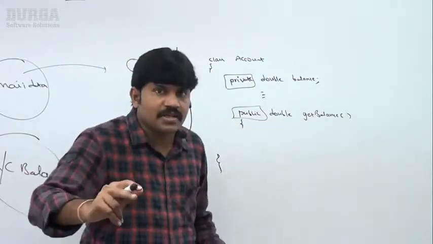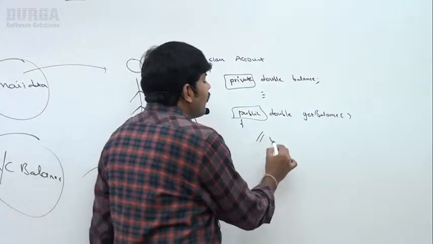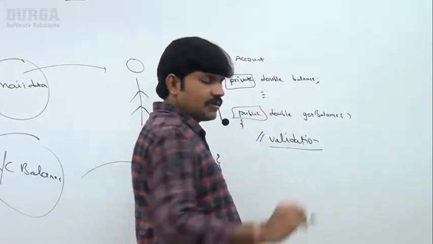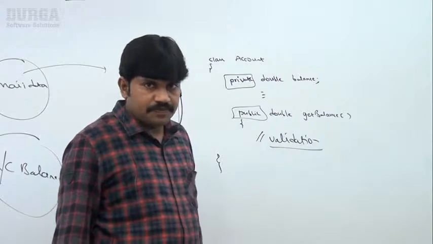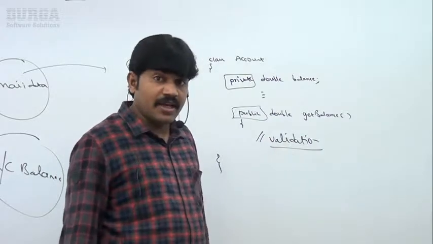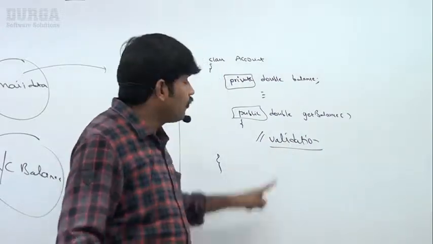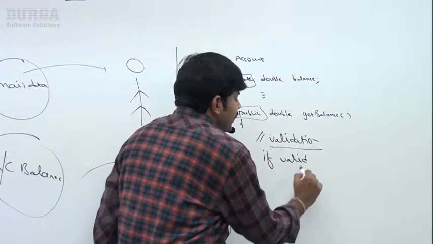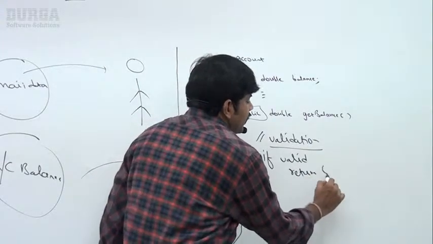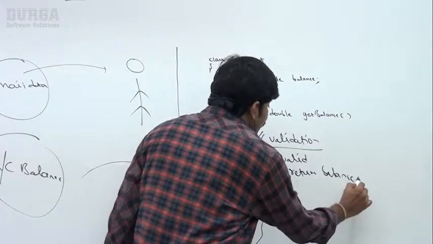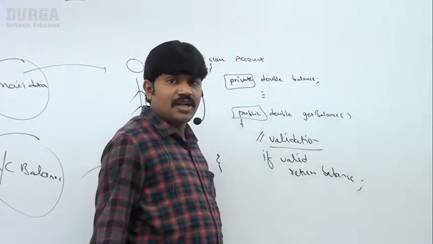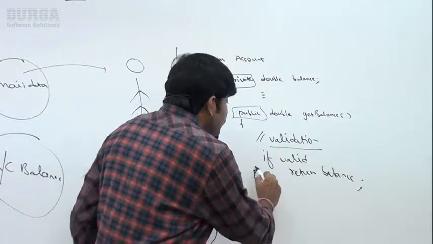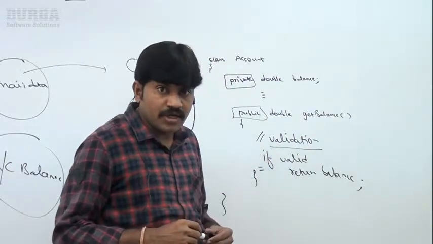In that get balance method, whatever validation you want to perform, perform validation. Provide username and password. If the username and password are valid, return balance. If not valid, then automatically, sorry, you are not allowed to access this information. Like that, I can write the code. Are you able to understand?